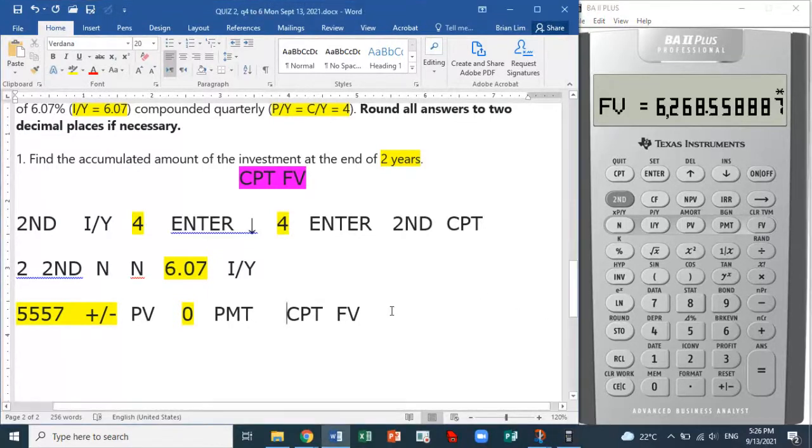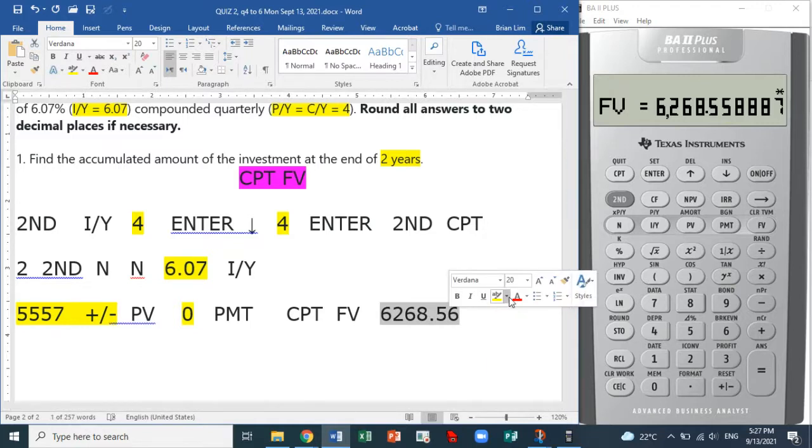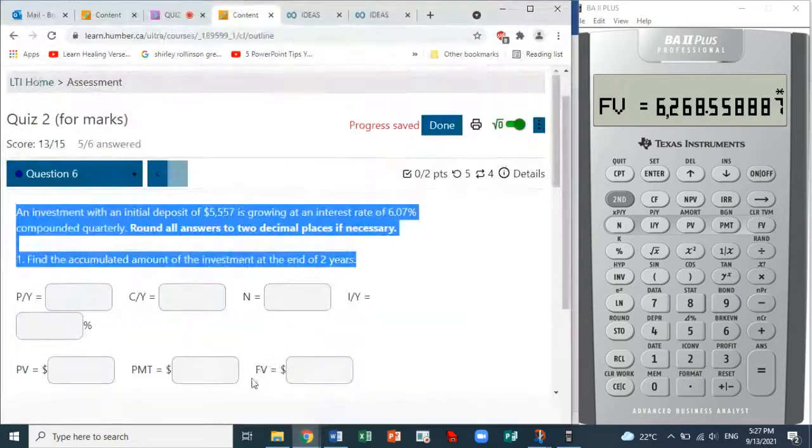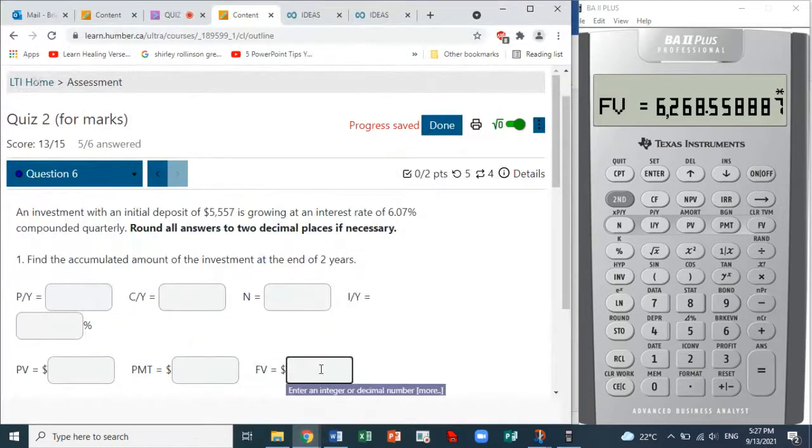We put in the payment as 0, and then we compute the future value, and that turns out to be 6268.56 if we round it. All right, now if you don't round it, it should still mark it correct. So you shouldn't have any problems that way. All right, so here we are. We've copied it. We need an answer, and an answer, it is right there.